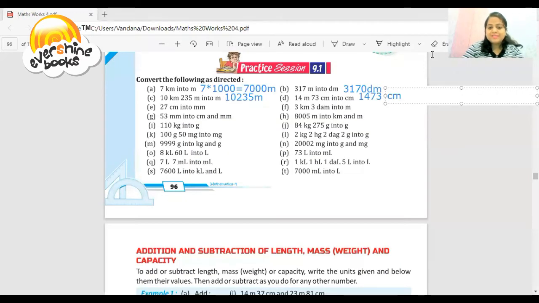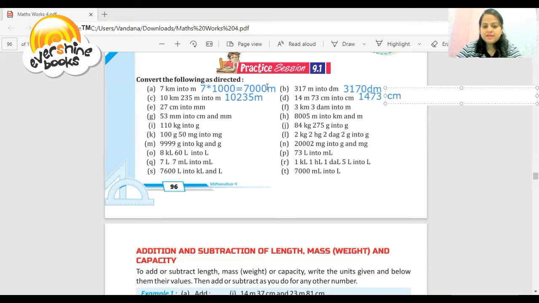Now, students, it's your exercise 9.1. Convert the following as directed. Okay, so just read it carefully. 7 kilometer into meter. Okay, students, first you should know 1 kilometer is equal to 1000 meter, as I told you earlier. So you have to do 7 multiplied by 1000, and you will get 7000 meter as your answer.